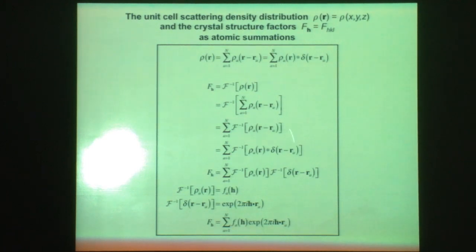But similarly, we can have an atomic summation to get the structure factors. We say, okay, the structure factor is the Fourier transform of this sum over the atoms.